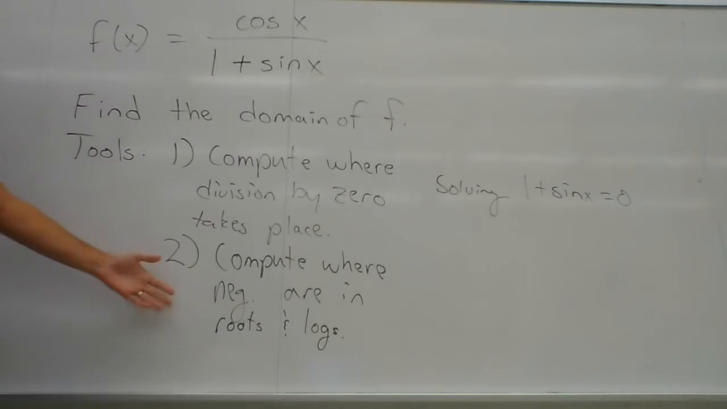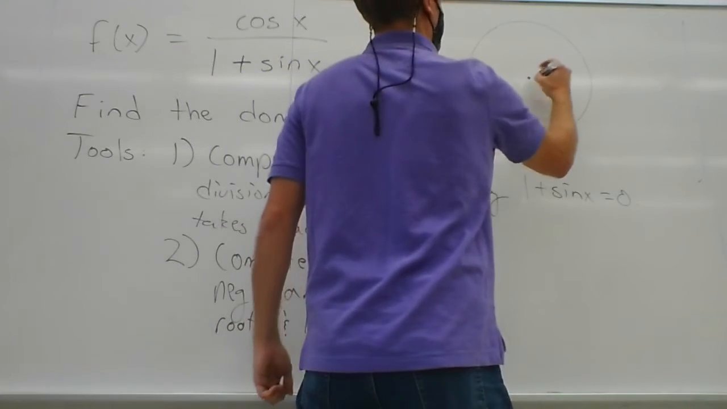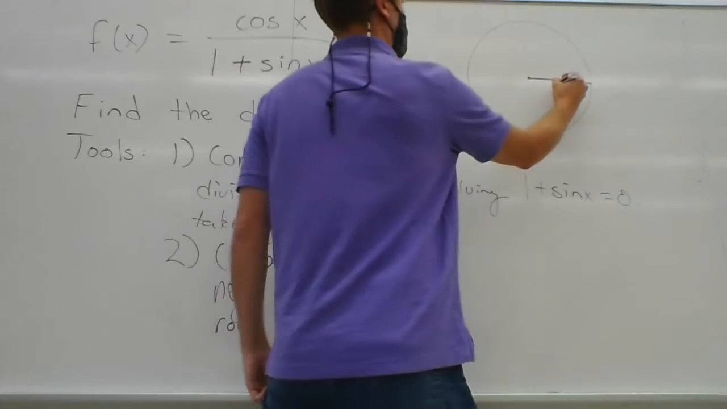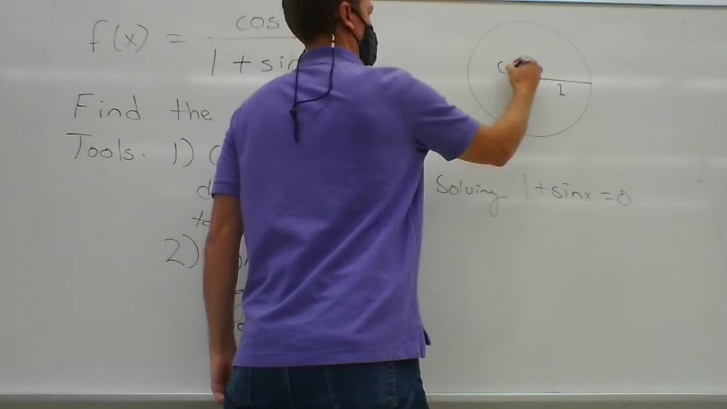Okay, so this was the specific question though from homework. So tool two doesn't really apply. Tool one, computing where division by zero takes place, does apply, and we're just going to solve 1 plus sine x. So, what is sine of x? I've drawn this a couple times. So we take the unit circle. That means it's got radius 1. This point here is the origin. That's 0, 0.